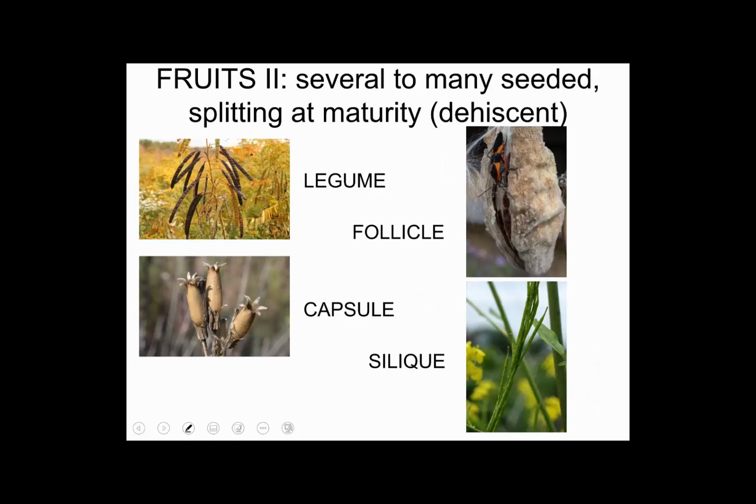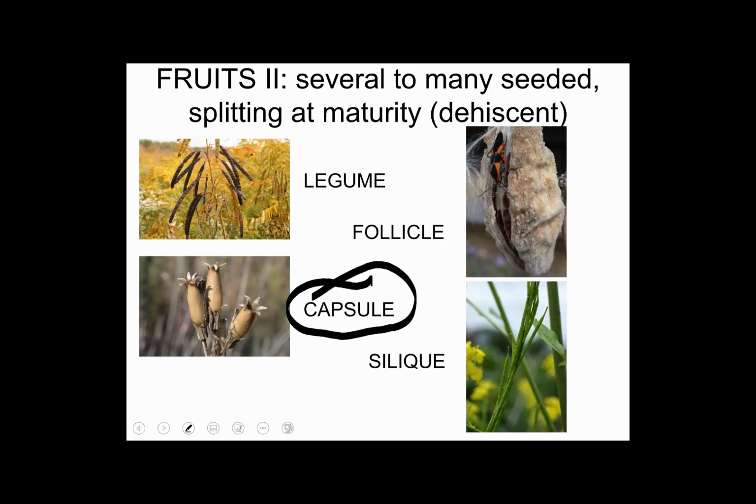So let's look at some dry fruits that contain more than one seed. Some often. They can be one-seeded as well. But the important part is that they split open to release those seeds, or in a few instances, that seed. And again, the same pattern here is that there are some that are found in a lot of families, a basic one, which is called a capsule.